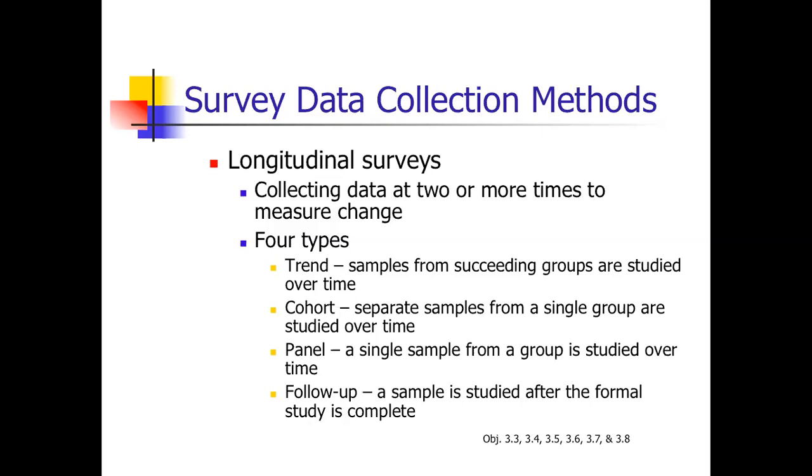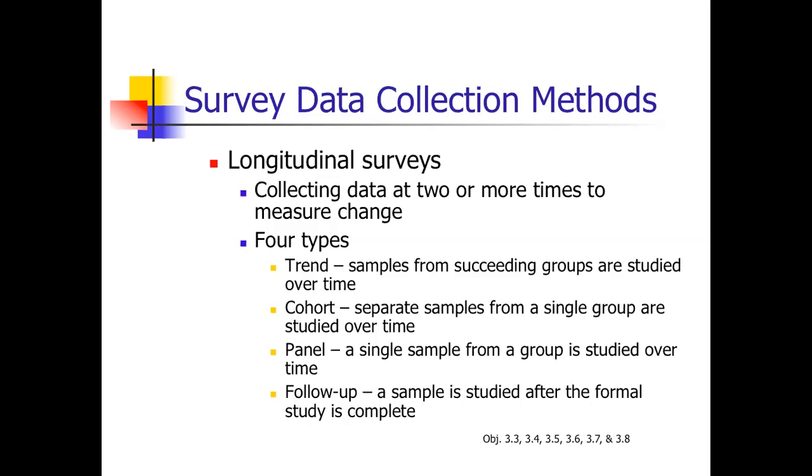Cohort: separate samples from a single group are studied over time. So, for example, today we are collecting data from class 4. Class 4 consists of 30 students, and we select 10 students today. And then about 3 months later, we come again to class 4 and select 10 students, but not the first 10. So this is what we call a cohort survey.